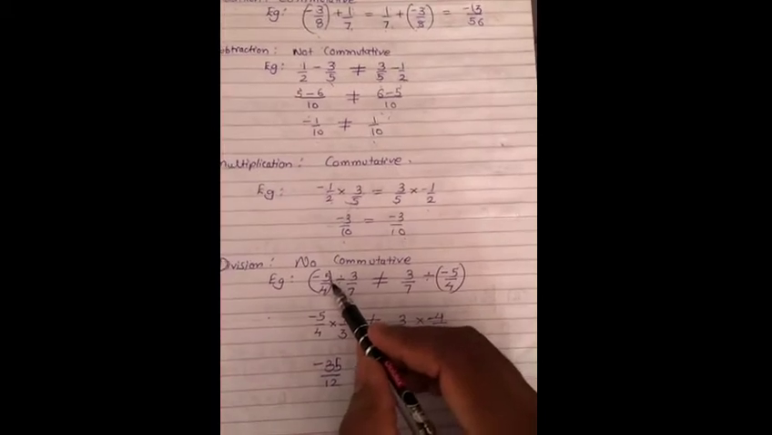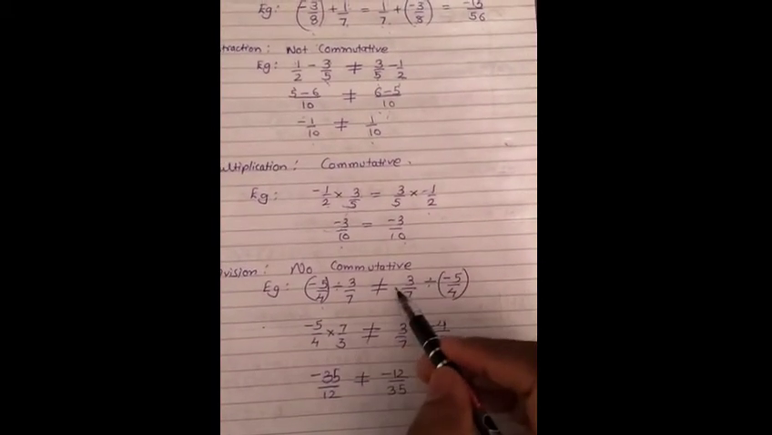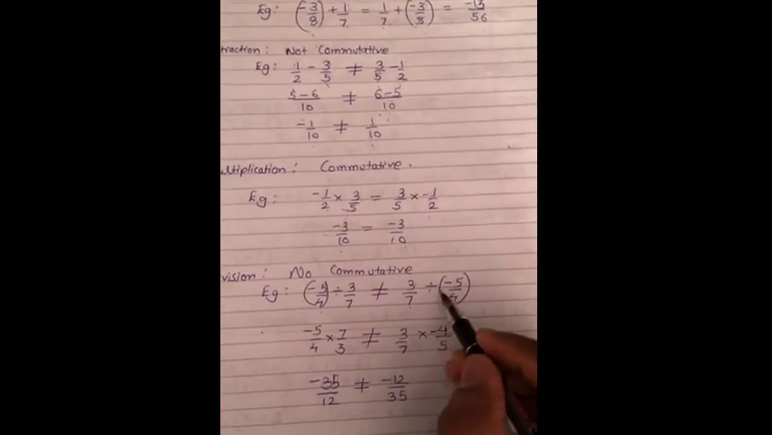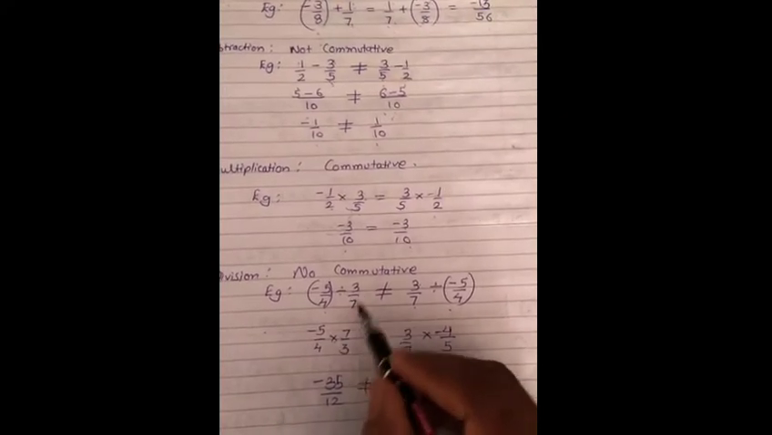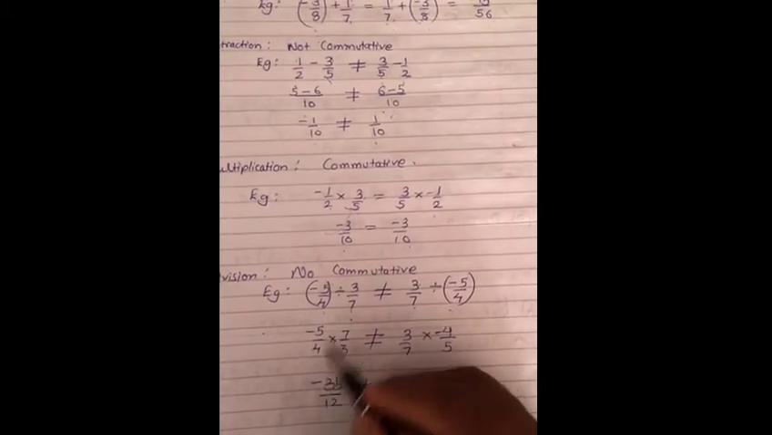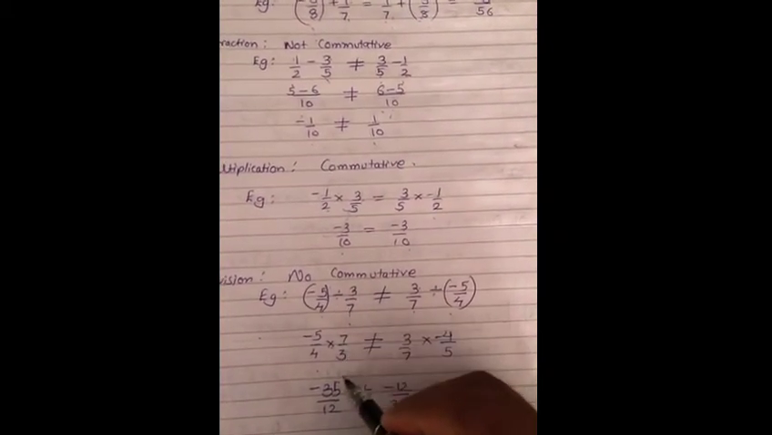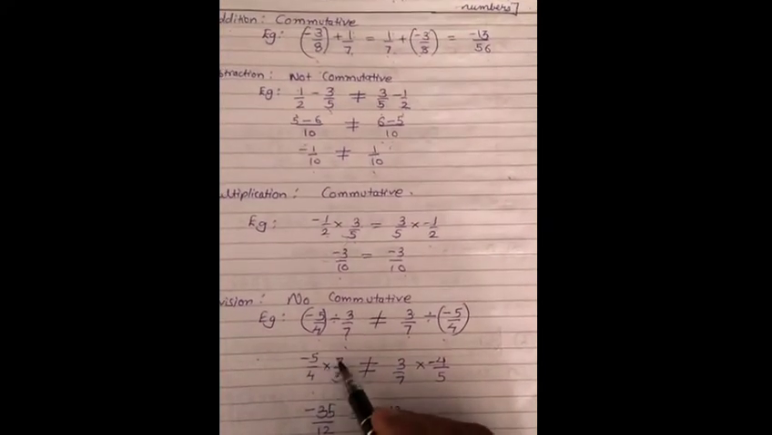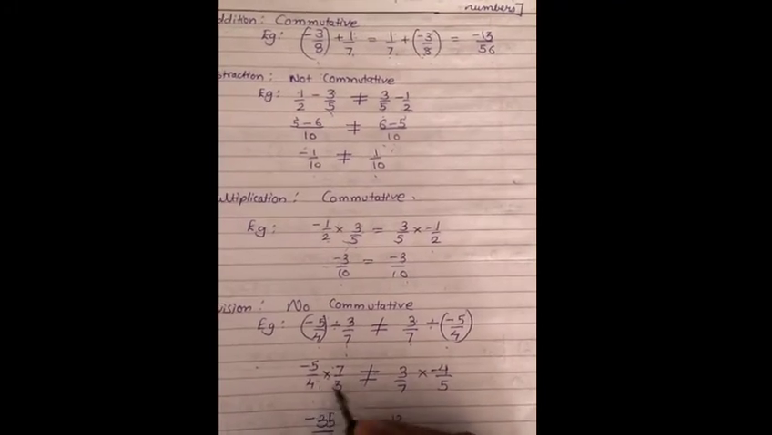Now under the head of division, it is not commutative. See, minus 5 upon 4 divided by 3 upon 7 is always not equal to 3 upon 7 divided by minus 5 upon 4. Now to convert this division into multiplication, we just need to take the reciprocal. Minus 5 upon 4, write as it is. Now convert it into multiplication, it will become 7 upon 3. If cancellation is possible, do cancellation or just multiply. 7 5s are 35, that is negative 35, 3 4s are 12.